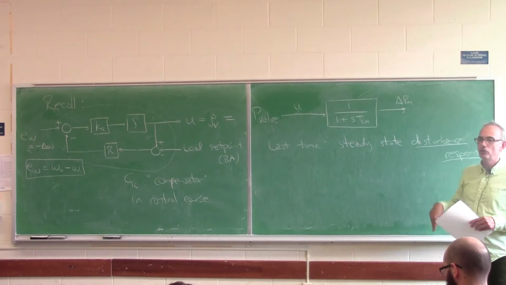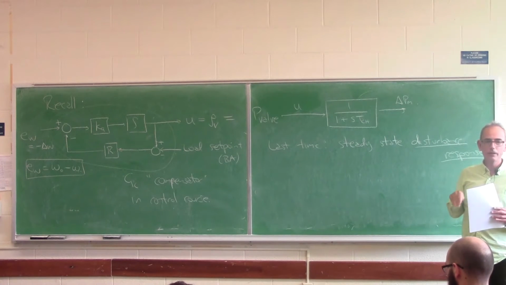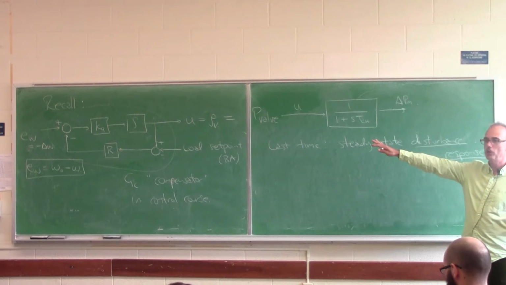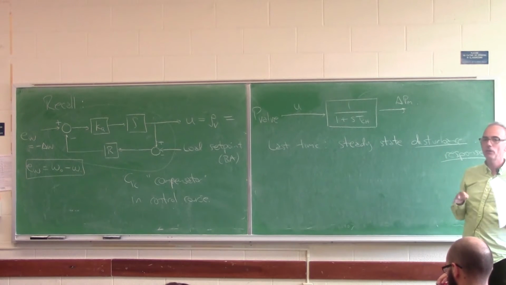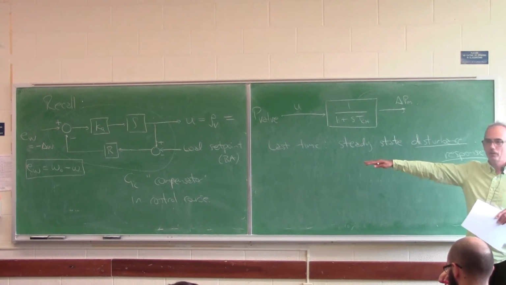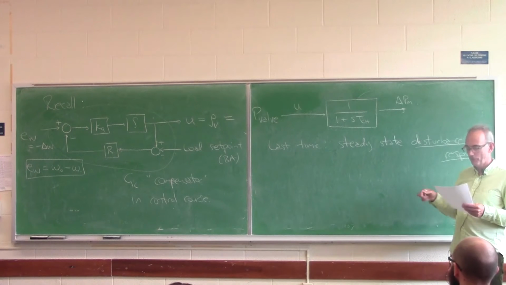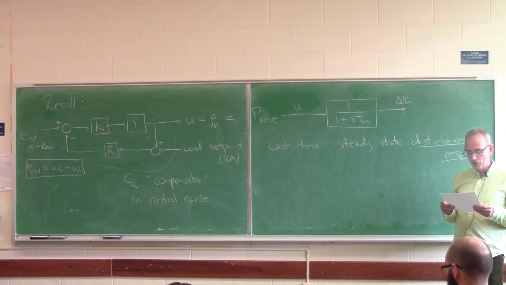So a generator shuts down unexpectedly, and you don't do anything at all. You just keep this control loop in place, but don't bring any other resources involved. What is the new steady state frequency? What's the new steady state power? And so forth. And we worked out a cute formula for it.